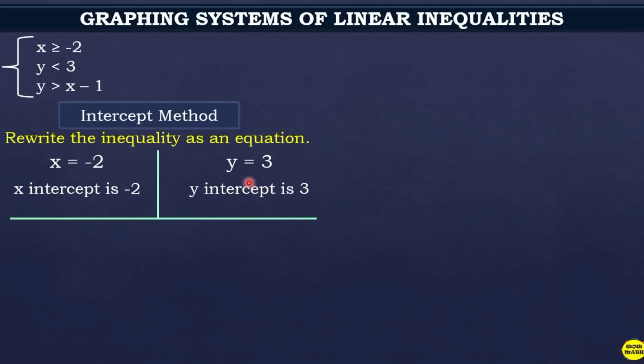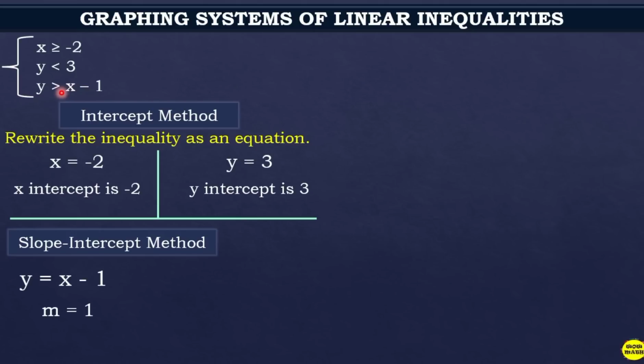Now, susunod natin, since ito meron siyang dalawang variables at naka-slope intercept form, then therefore ang kukunin natin ay yung slope at yung y-intercept. Okay? So, ito po, kinuha natin yung slope. Ang slope niya ay 1 kasi 1 ito, and then ang y-intercept niya is negative 1.